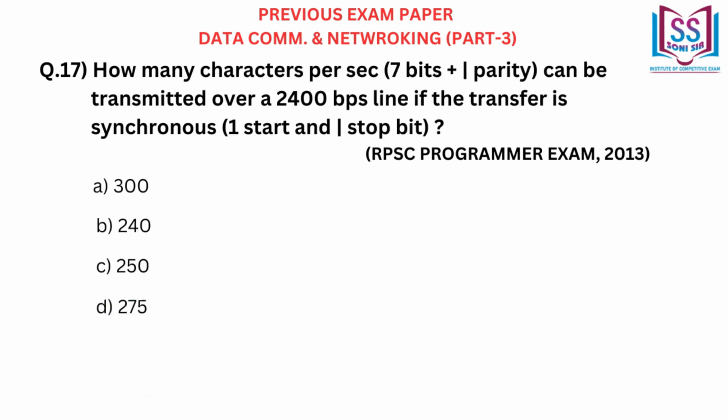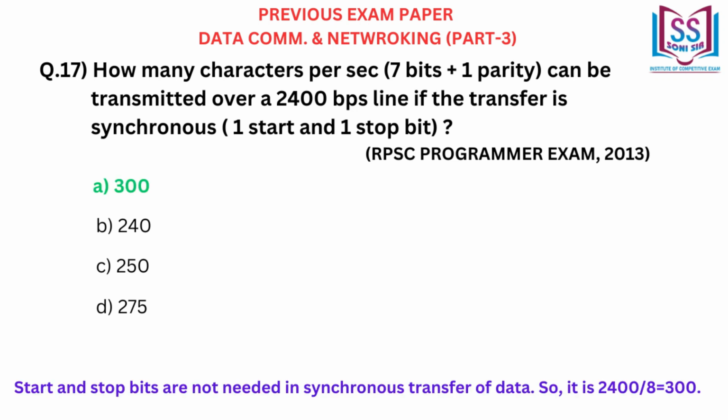How many characters per sec, 7 bits plus 1 parity, can be transmitted over a 2400 BPS line if the transfer is synchronous, 1 start and 1 stop bit? A. 300, B. 240, C. 250, D. 275. Correct answer A. 300. Start and stop bits are not needed in synchronous transfer of data. So, it is 2400 upon 8 equal to 300.